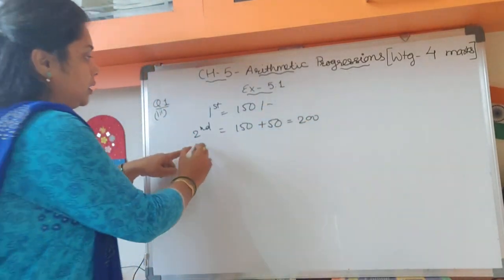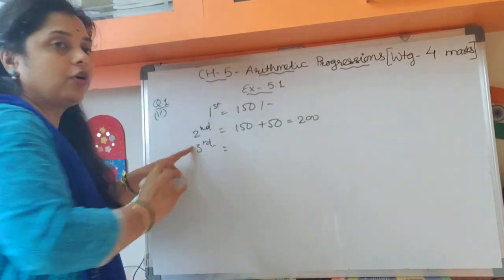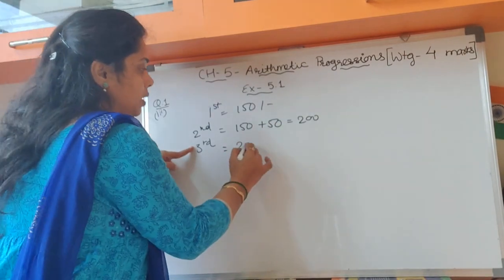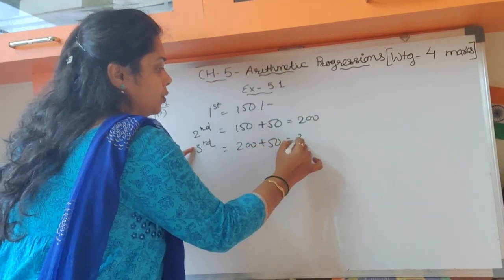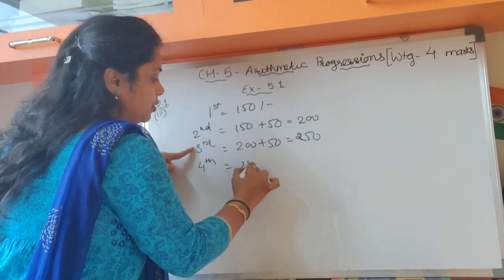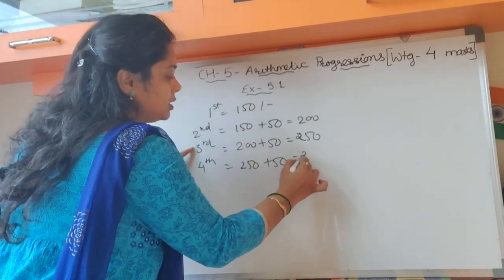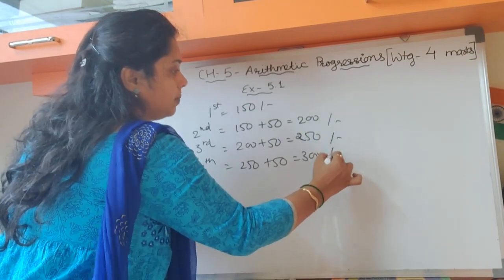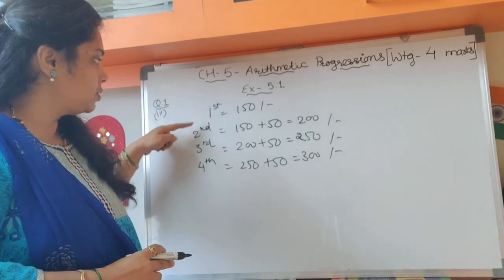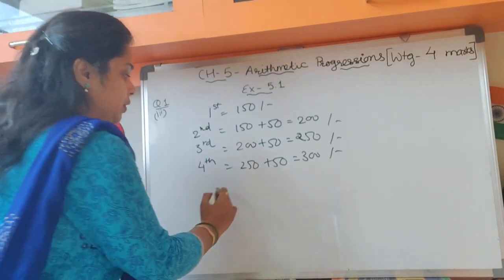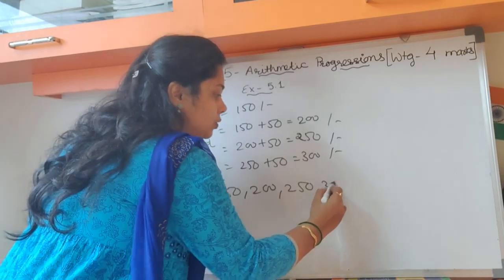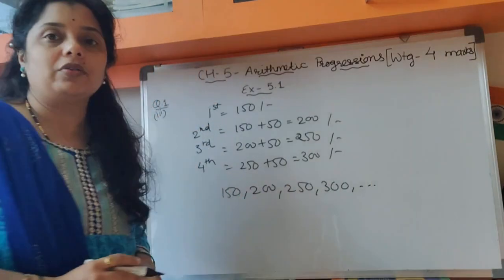Now for the third time, 50 rupees every time, so 200 plus 50 is equal to 250. Now for the fourth time, 250 plus 50, so it is 300. So if you see the list of numbers, this is the first, second, third and fourth term. We can say that 150, 200, 250, 300 is the list of numbers.